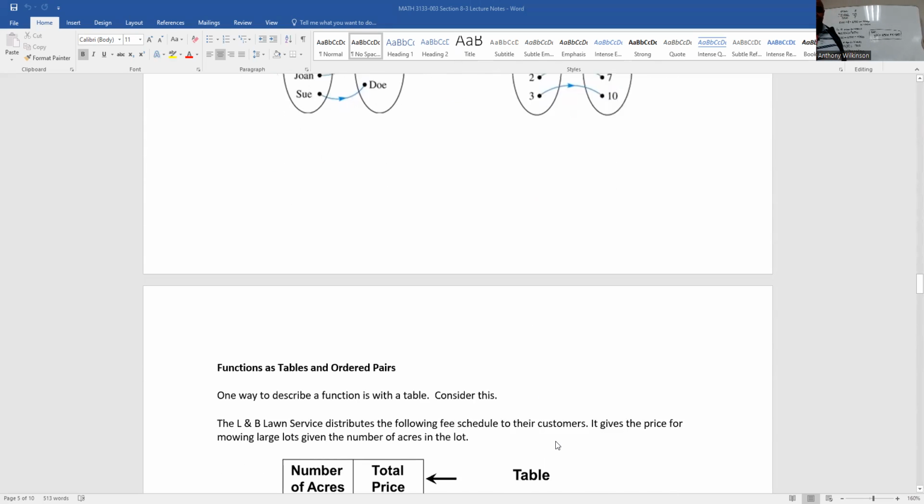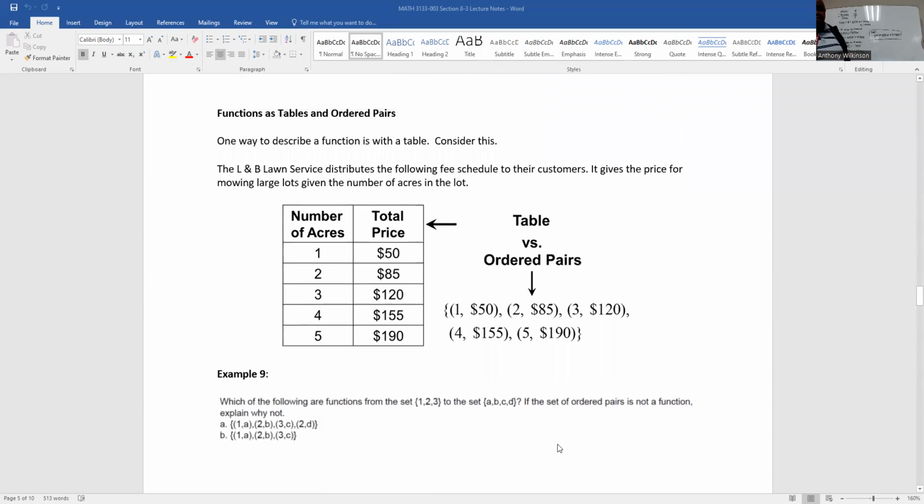Okay, on the next page, let's say we had tables and ordered pairs, because functions can be represented as tables and also as ordered pairs. Let's say the L&B Lawn Service distributes the following fee schedule to their customers. It gives the price for mowing large lots given the number of acres in that lot. So here is what this looks like.